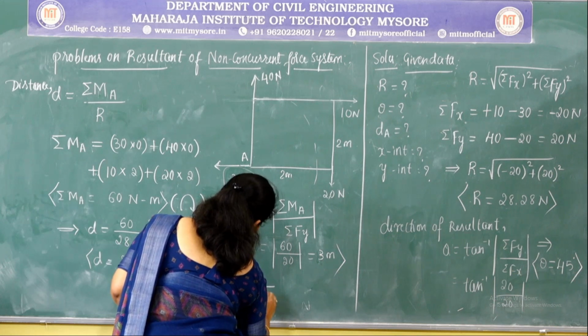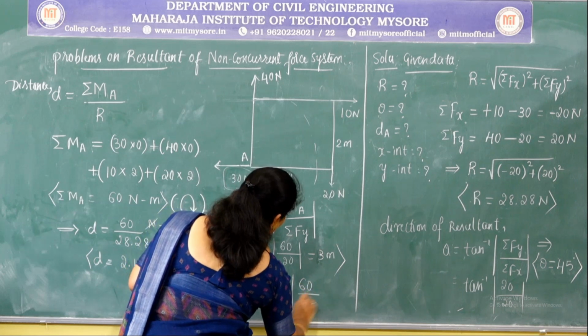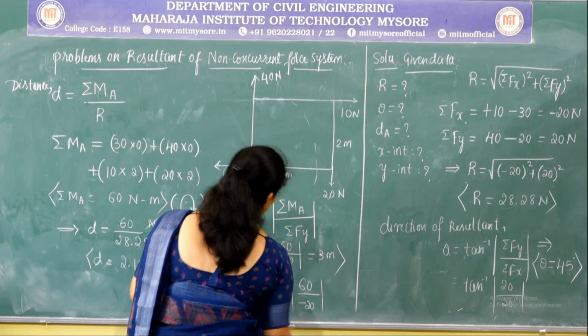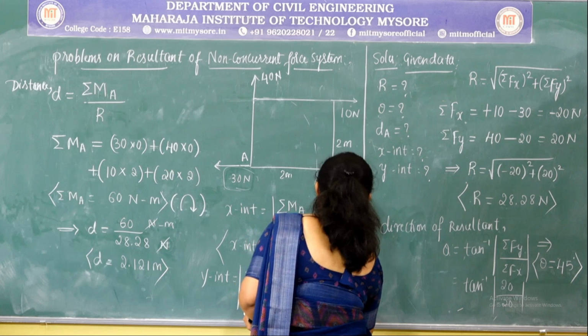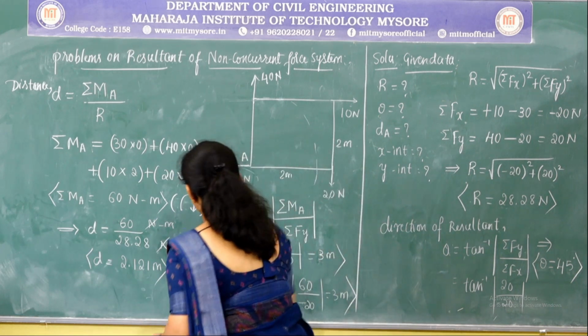Similarly, find out the value of y-intercept, which is equal to mod of summation of moment about A divided by summation of Fx. So on applying the mod, the negative value becomes the positive value. Again, this is also equal to 3 meter.